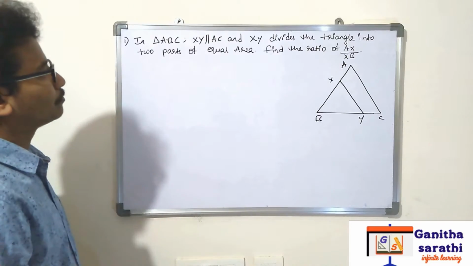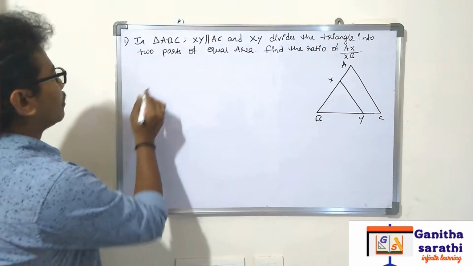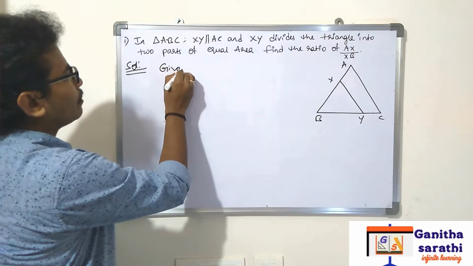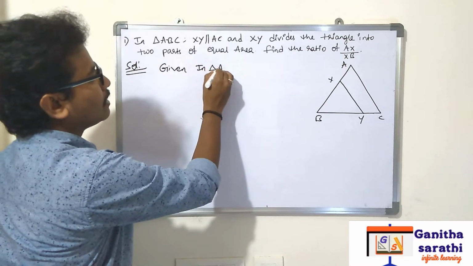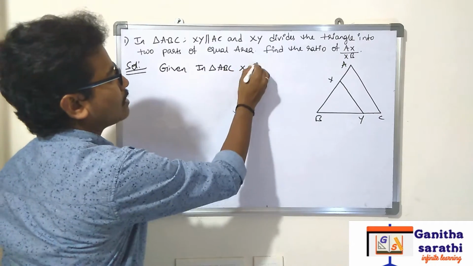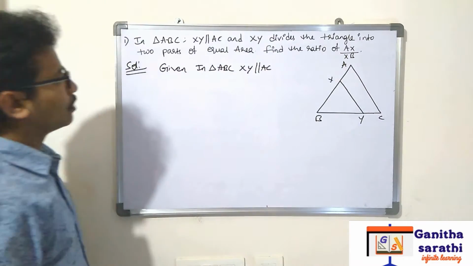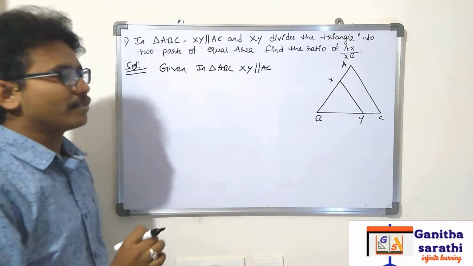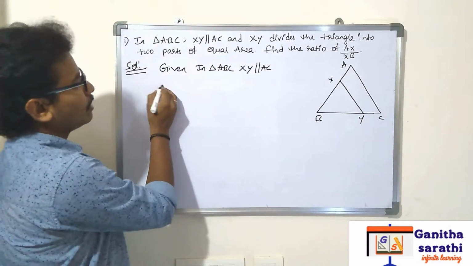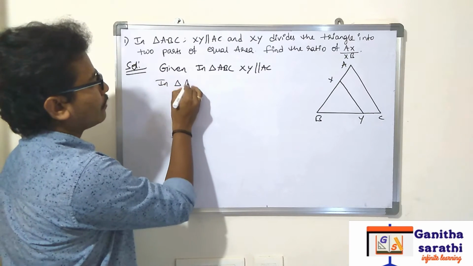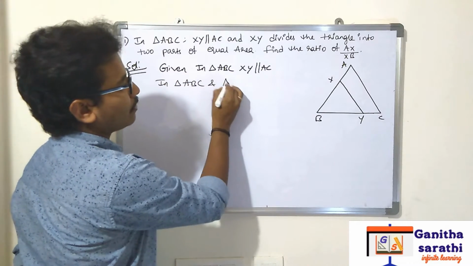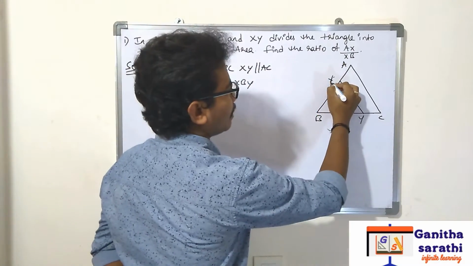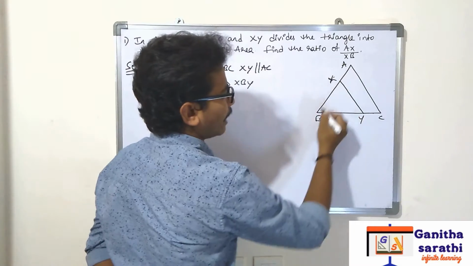Now see here, we will start the problem. What is the given information? In triangle ABC, XY is parallel to AC. Now in triangle ABC there are two triangles. What are the two triangles in the figure? We can take triangle ABC and triangle XBY. Two triangles are formed, right?